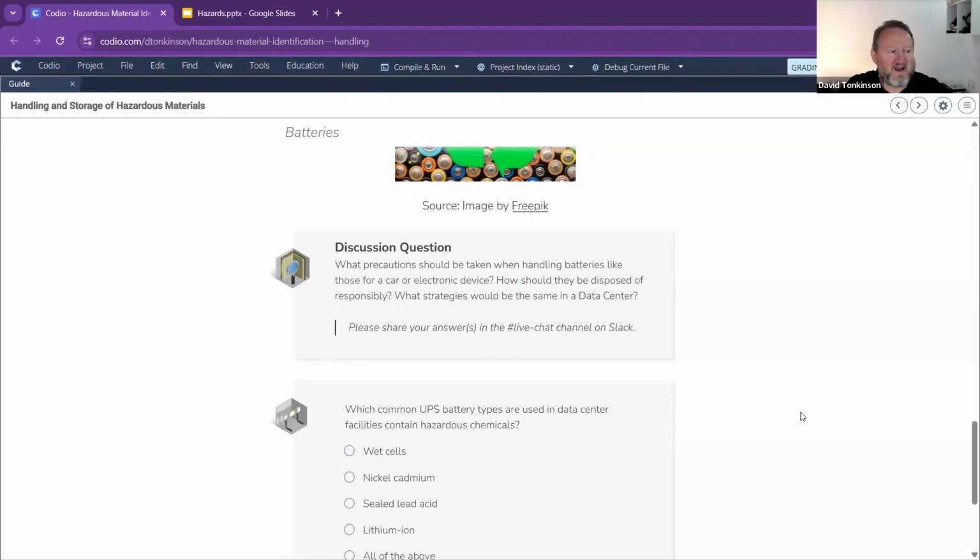So here's a quick discussion question, other than sticking it with a knife. What precautions should we take when we handle batteries like those from a car or electronic device? How should we dispose of those? What strategy should a data center take? Usually, Daniel says, a bag and a metal container. Yep, something simple like that.